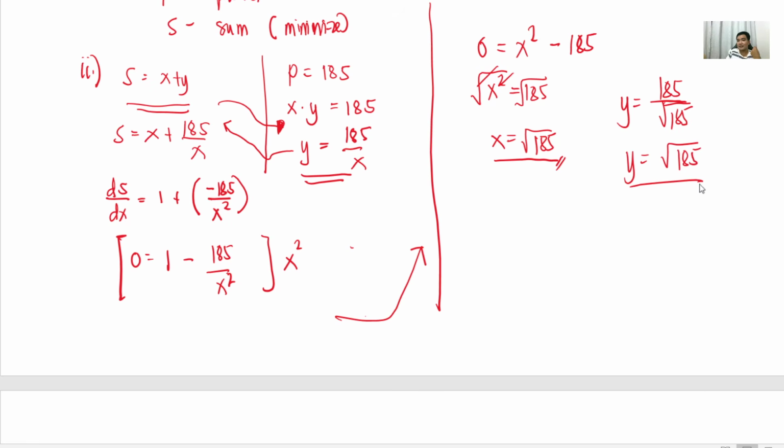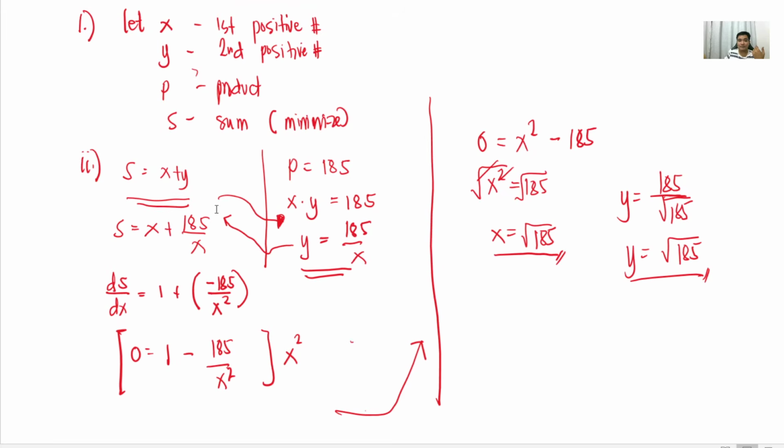Okay? So, the value of x is square root of 185, and the value of y is the square root of 185. Okay, i-double check natin class. Anong sabi? The product of the two daw class is 185. Check natin. Square root of 185 times square root of 185. Di ba makancel lang sa square root and it will give us 185.